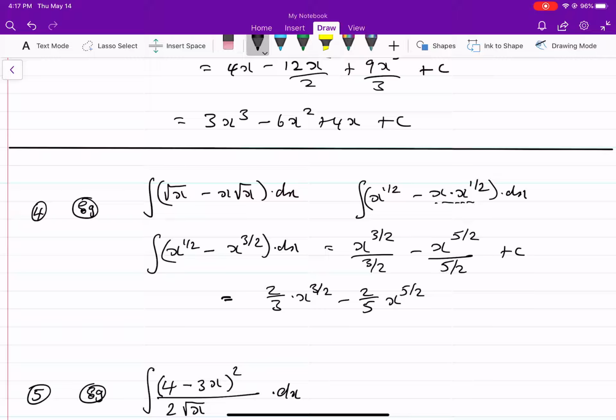Now if you want to write this back with the roots, you can write it as 2 times the root of x cubed upon 3 minus 2 times the root of x to the 5 upon 5, plus c. I forgot my plus c there. And that's the integral for that guy right there.